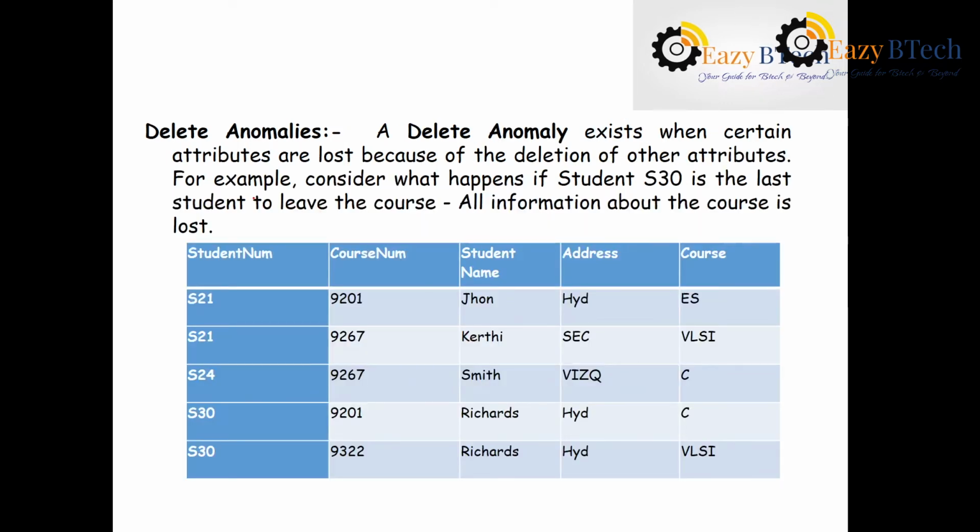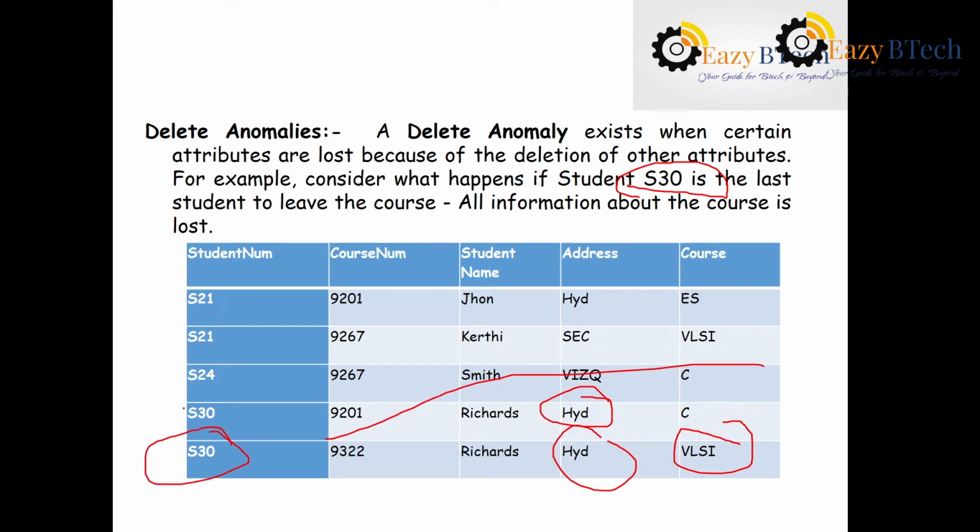Okay, delete. Okay, delete anomaly. What is the delete anomaly? Delete anomaly is nothing but, suppose here we have Hyderabad, Riches, Hyderabad. Okay, I wanted to remove student 30 from VLSI, from this particular course. Okay, delete star from some course where student number equal S30. Student number equal S30. Okay, automatically we delete 2 rows.